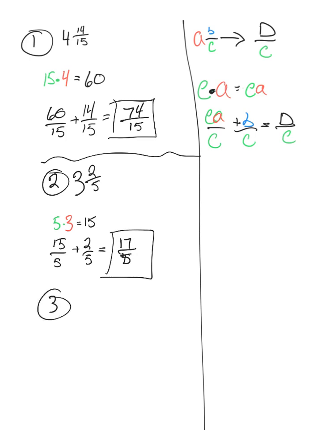Let's do one more just for good measure. 15 and 1/2. So let's think, we have our 2 times our 15, which equals 30. And then we have 30 over 2 plus 1 over 2 equals 31 over 2, which also cannot be reduced, and therefore is your final answer.